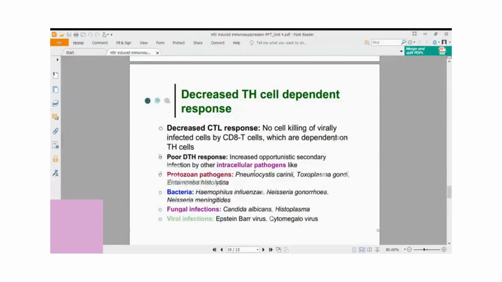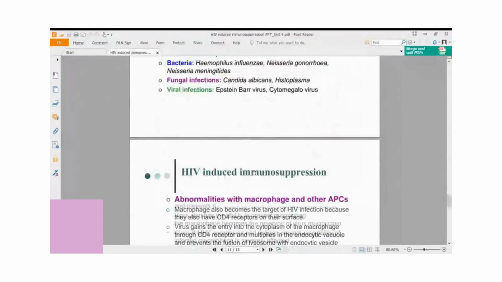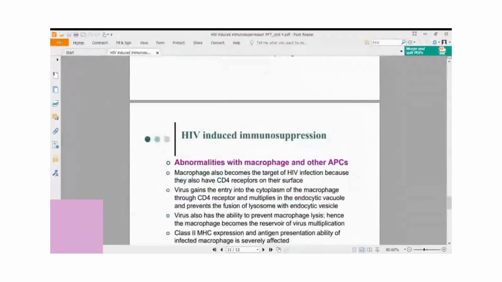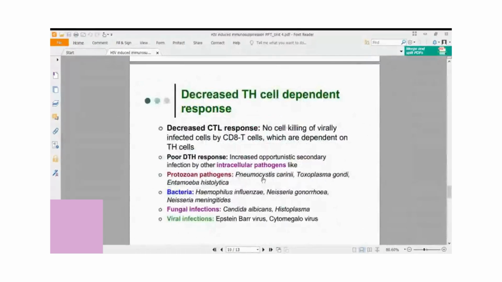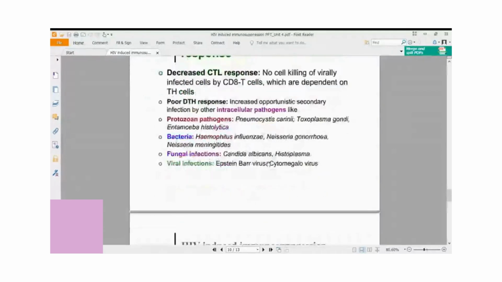Let us see what happens with the antigen presenting cells, and how they are made totally useless by the HIV infection. Macrophages are one of the most important antigen presenting cells, and they can encounter any virus, any bacteria. When bacteria, the opportunistic pathogens, infect, macrophages can engulf them and destroy them.